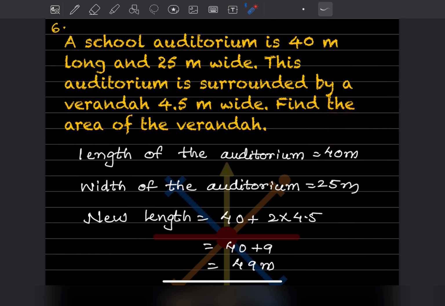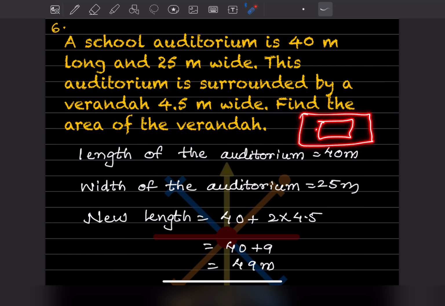The length of the auditorium that is given, we can write here, that is 40. Long means the length, 40, and wide means the width, which is given as 25. So the new length will be, because it is said it is surrounded by a veranda, this is the auditorium and it is surrounded by a veranda.